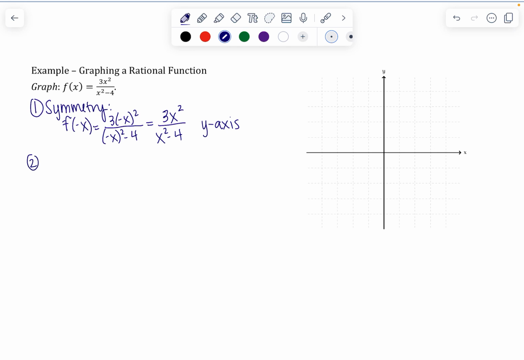Okay, second, we're going to find our y-intercept. So we're going to plug in 0. We get 3 times 0² over 0² − 4, which simplifies to just be 0. I'm going to go ahead and plot that point.